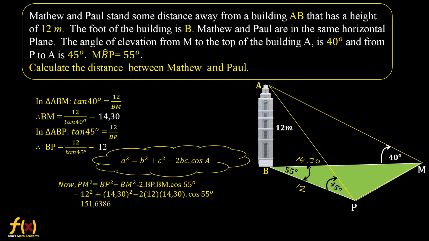We get 151.6386. That is PM square. What is PM? Square root of that number is 12.31 meters. That's how we solve these type of questions.